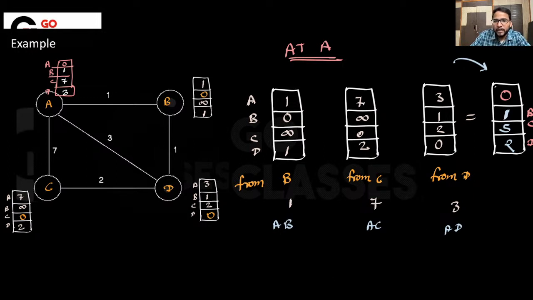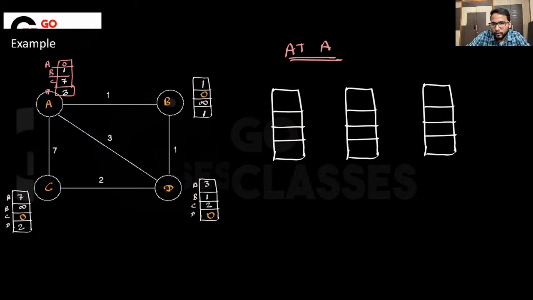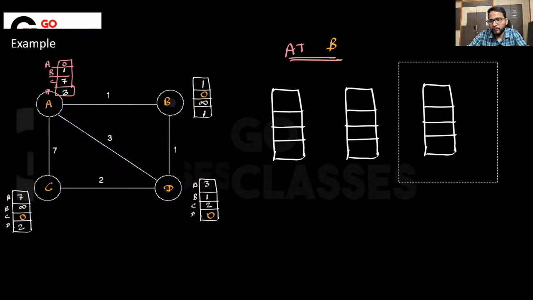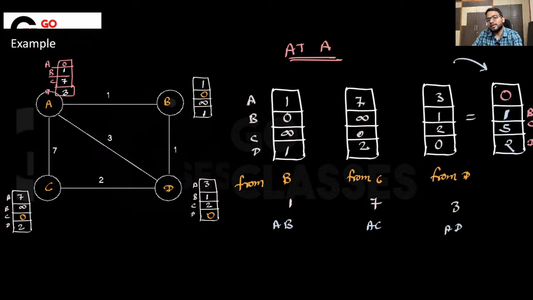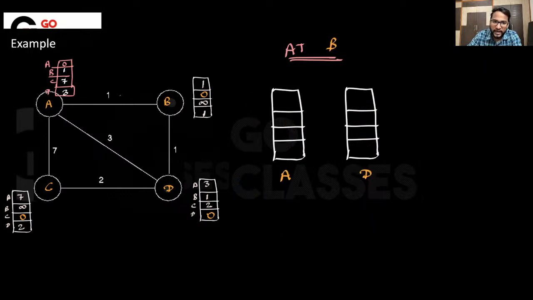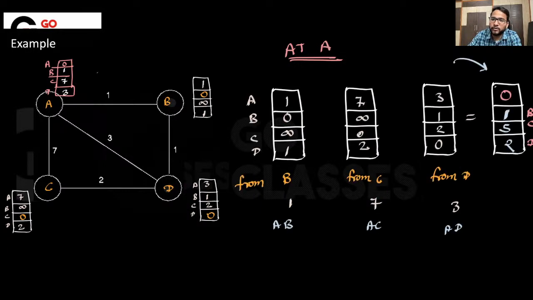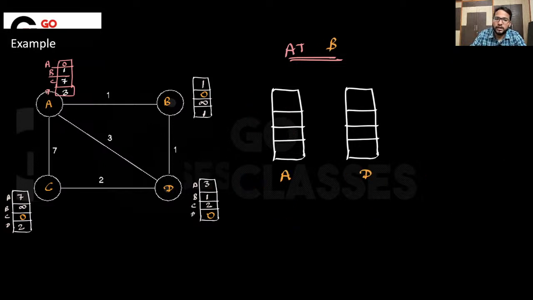Now similarly at B, let's just check what you will be getting. At B you will be getting 2 vectors, okay? One is from A, one is from D. Now what are those vectors? Are you getting the latest vector which is 0, 1, 5, 2, or will you be getting the old vector only at B, which is 0, 1, 7, 3? So let me know.